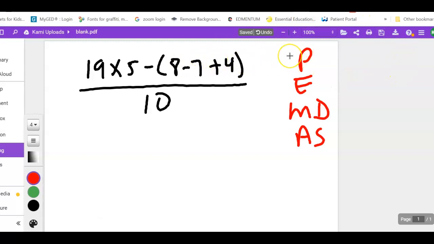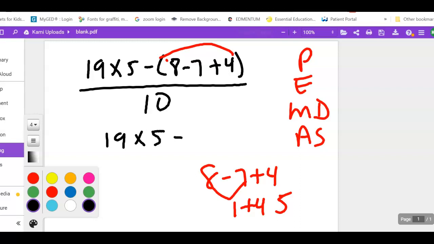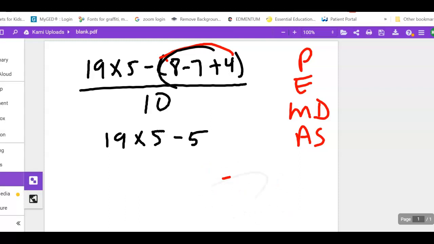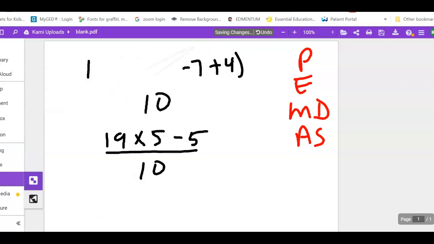Okay, so let's do this. We're going to do this part first, right? Let me put that down here. So that means I have my 8 minus 7 plus 4. You know that's going to give you 1 plus 4. That gives you 5. So if I rewrite this, I've now shortened it to 19 times 5 minus 5, because all of that gave me 5. 8 minus 7, that gives me 1. And then 1 plus 4 gives me the 5. We put the bottom back down. Divide by 10. So this is where we are now, right?